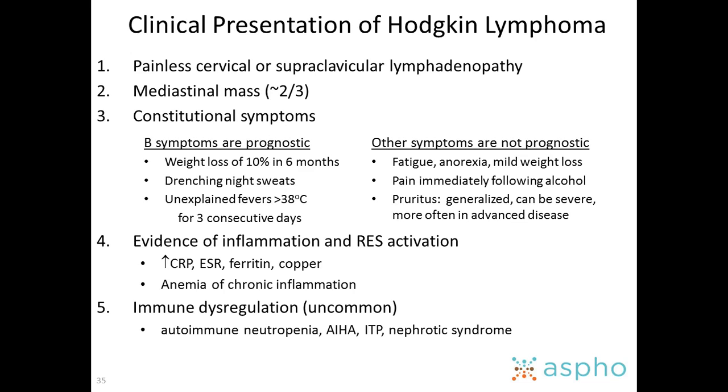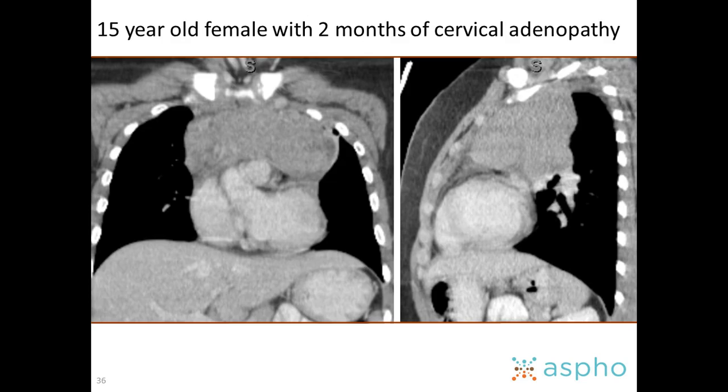As you have seen, the lymphoma cells are only a small amount of the tumor mass, and so there's clearly evidence of ongoing inflammation, and you can have a high CRP, sed rate, ferritin, copper, and they often present with anemia of chronic inflammation. And again, as I've mentioned before, they also can show up with immune dysregulation: autoimmune neutropenia, hemolytic anemia, ITP, and nephrotic syndrome.